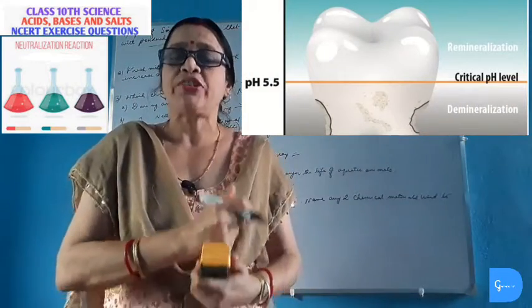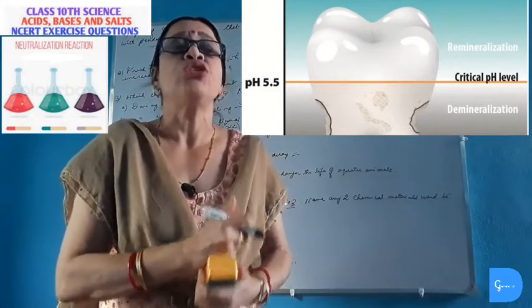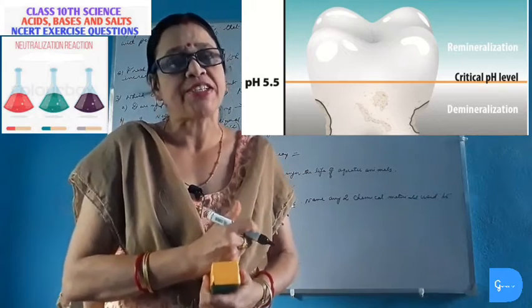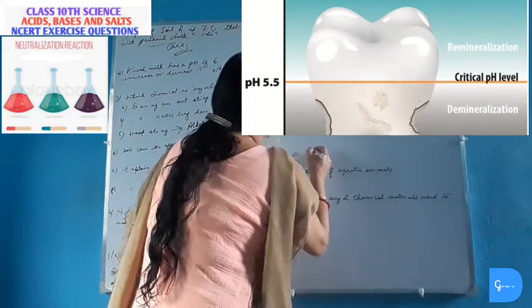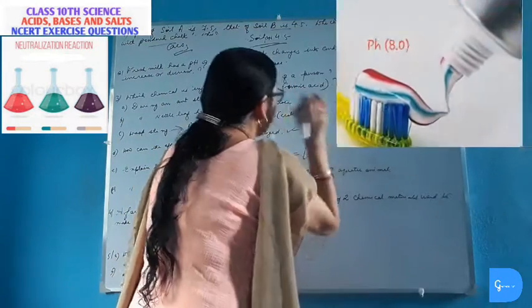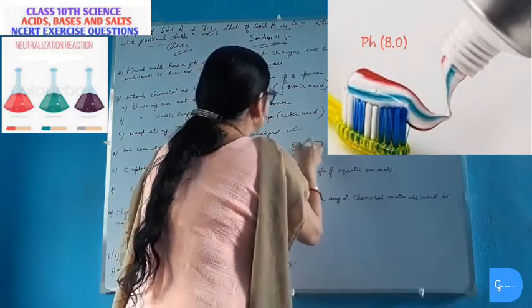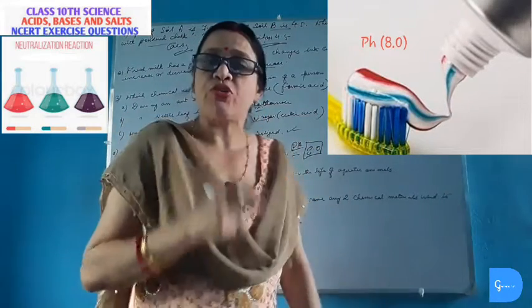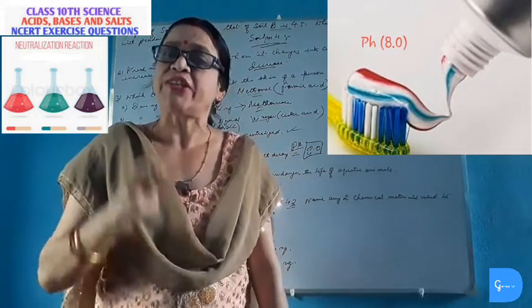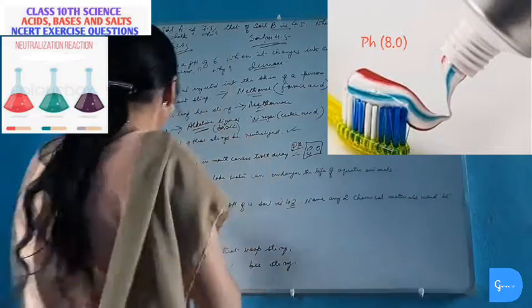So, to prevent tooth decay, we must use toothpaste which is basic in nature. The toothpaste has pH 8.0 which is basic in nature and thus neutralizes the acid produced in our mouth and thus prevents the tooth from decaying.